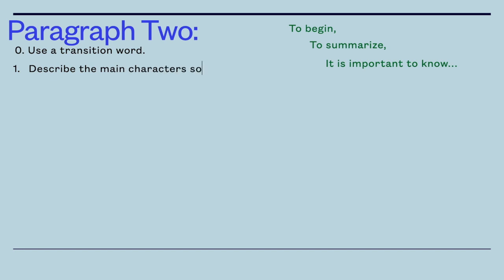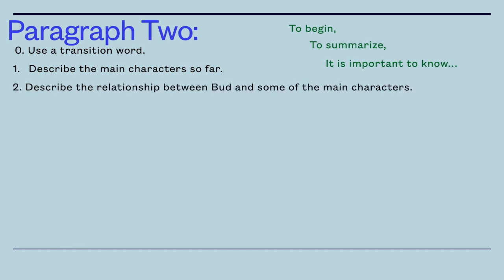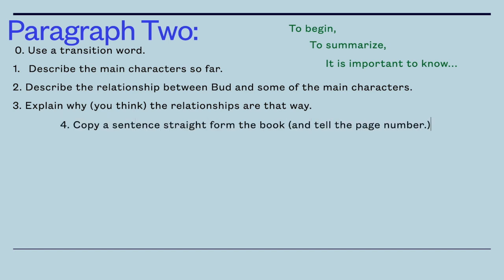The first sentence in paragraph 2 needs to describe the main characters so far. The second sentence in paragraph 2 needs to describe the relationship between Bud and some of the main characters. The third sentence needs to explain why the relationships are that way. That's going to lead to you describing the problem. When you are describing the relationships between the characters, I need your fourth sentence to copy a sentence straight from the book and tell the page number. And then your fifth sentence is going to explain why you chose to copy that specific sentence, what that sentence means for the whole book.